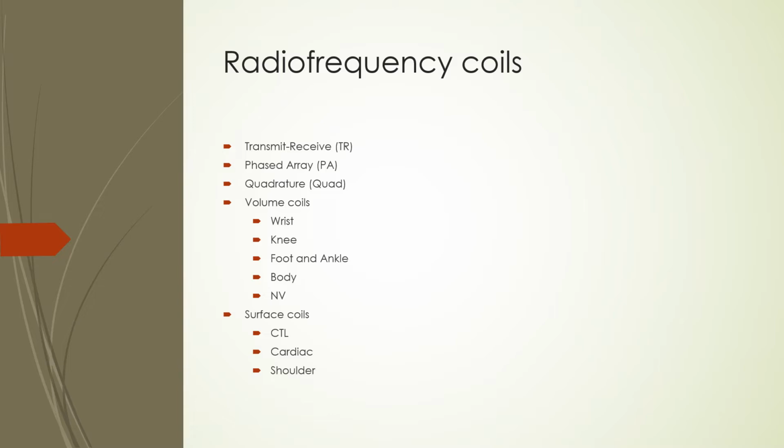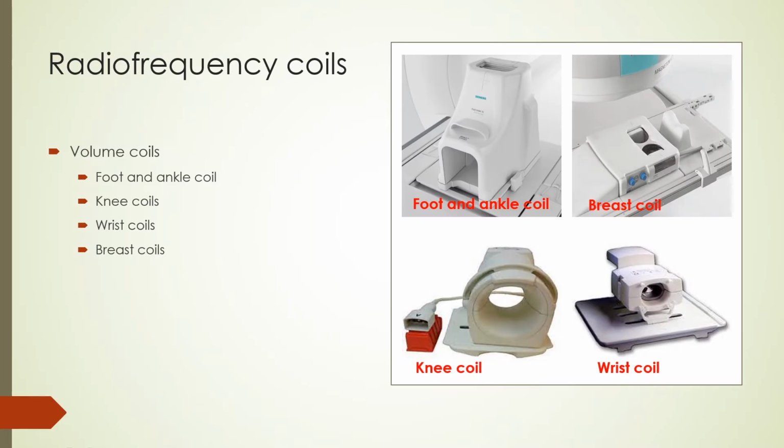TR coils transmit the B1 signal that nutates the bulk magnetization vector and also receive the FID pulses that result from the relaxation of the transverse magnetization M subscript X as it decays to equilibrium. On the next slides, we shall look at some images of volume and surface coils. There are 4 volume coils shown on this slide. There is a foot and ankle coil, a breast coil system, a knee coil, and a wrist coil.